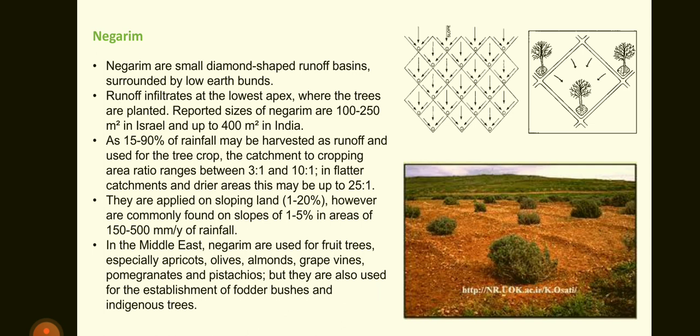In the Middle East, Negarim are used for fruit trees, especially apricots, olives, almonds, grapes, vines, pomegranate, and pistachios. But they are also used for the establishment of fodder bushes and indigenous trees.